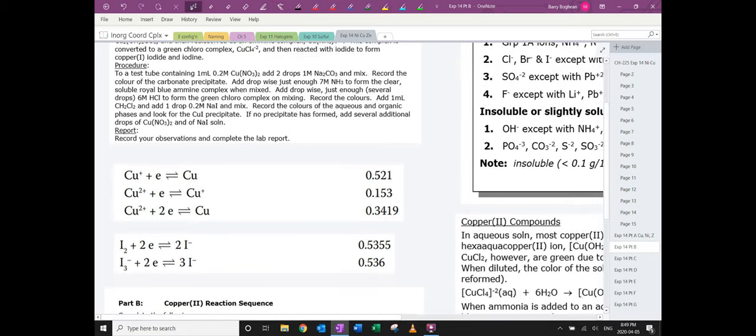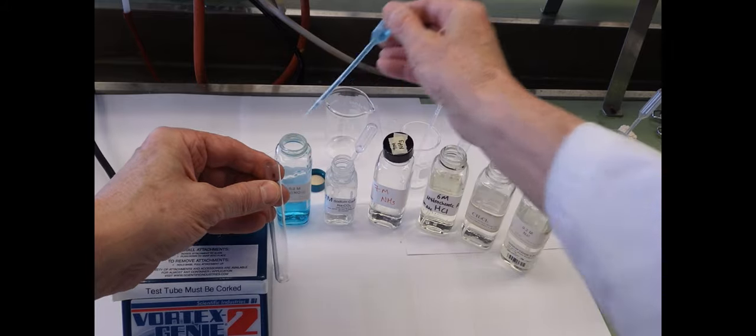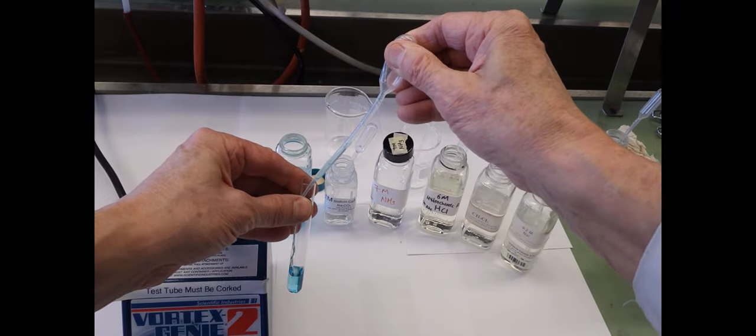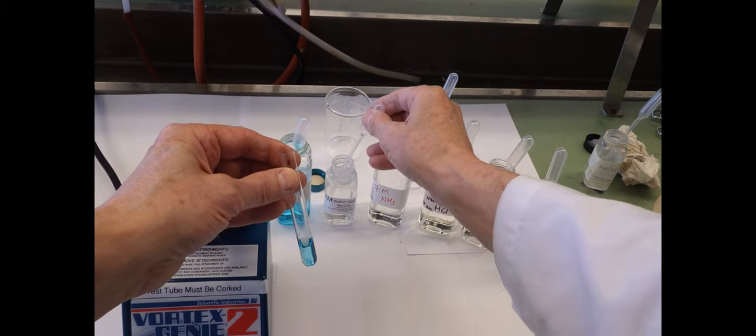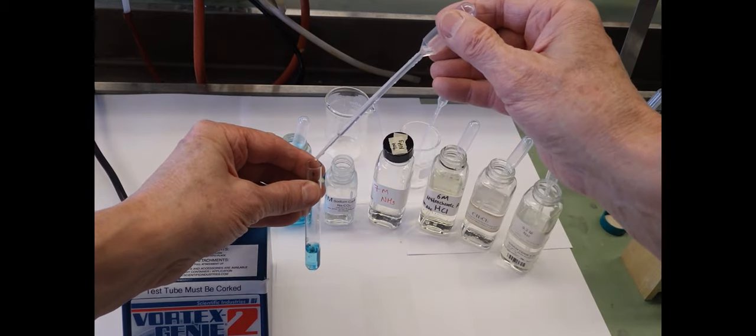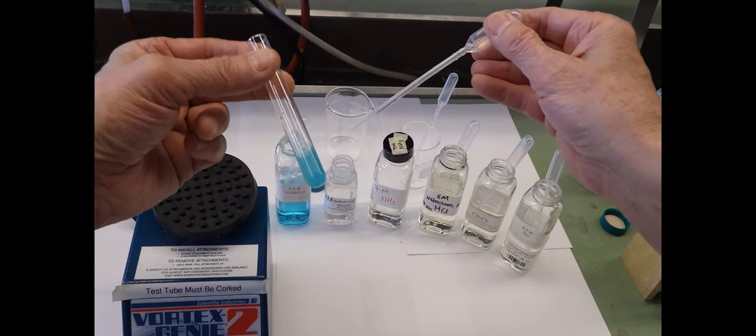Okay, so let's watch these reactions. For the copper sequence reaction, we start with copper 2 nitrate. I'm going to add some sodium carbonate, and copper is insoluble with carbonate, forming a precipitate as expected.